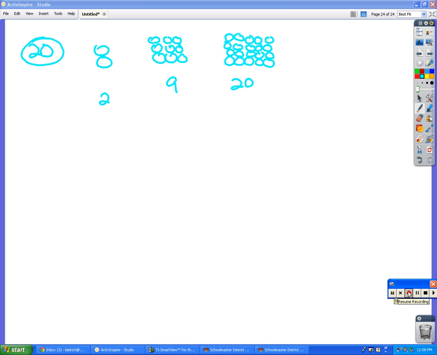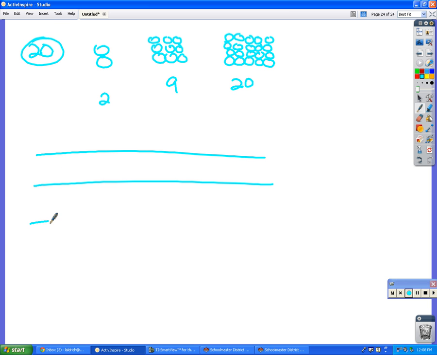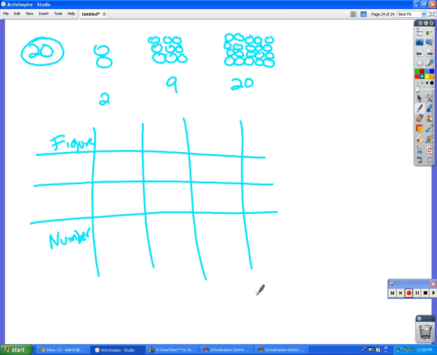Number 20 is another pattern, and they're calling these rectangular numbers. And so we can make a little chart right here again. This is the figure, and this is the number of circles. Okay, so in figure 1 there were 2 circles, in figure 2 there were 9 circles, in figure 3 there were 20 circles, and I didn't draw it, but in figure 4 there were 35, right?